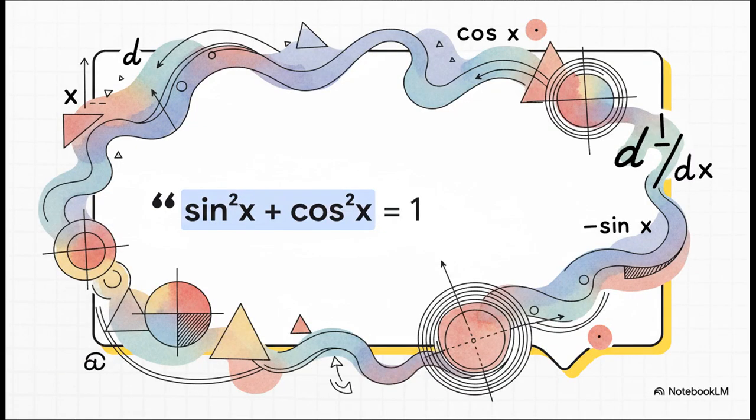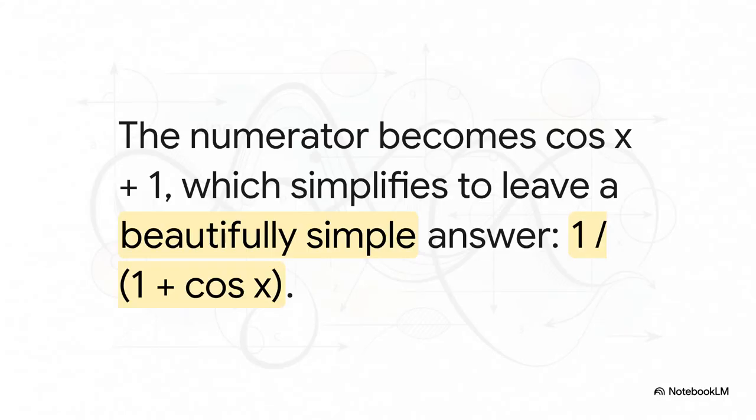And there it is, the good old Pythagorean identity. This is the magic key that unlocks the whole problem. You know this one. Sine squared plus cosine squared always equals 1. So we can just swap out that whole cos squared x plus sine squared x chunk for a simple 1. That gives us cos x plus 1 in the numerator. And look at that. We have a 1 plus cos x in the denominator squared. So one of them cancels out, leaving us with this beautifully clean final answer, 1 over 1 plus cos x. How cool is that? All that complexity just collapsed.